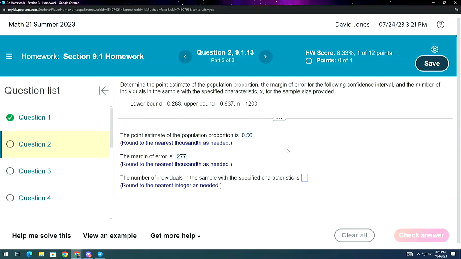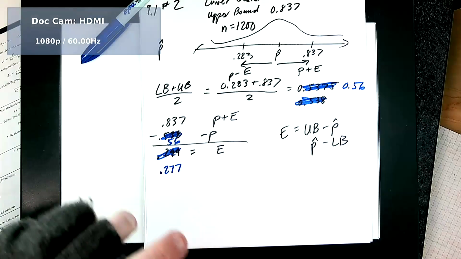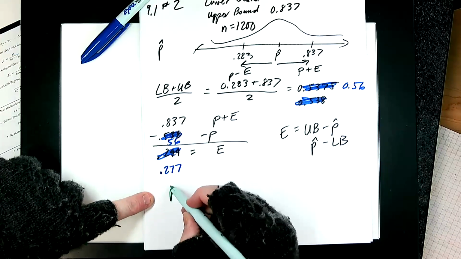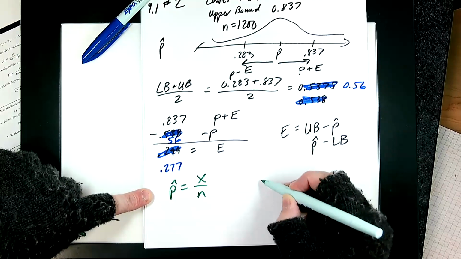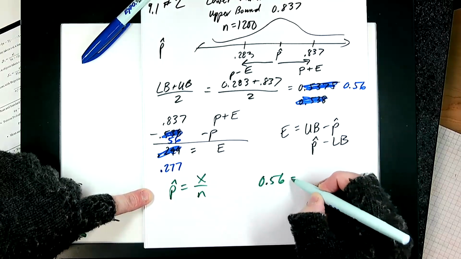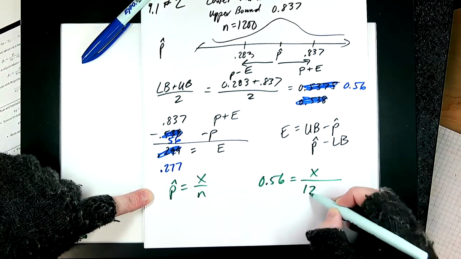Oh, the number of individuals with the specified characteristic. They want you to work back, and they said we started with 1,200 people, we didn't tell you what X was. So here they're asking what number of people this is. This goes back to p hat equals X over N. I know p hat is 0.56, and I know N is 1,200.